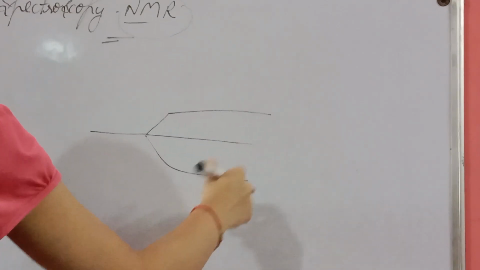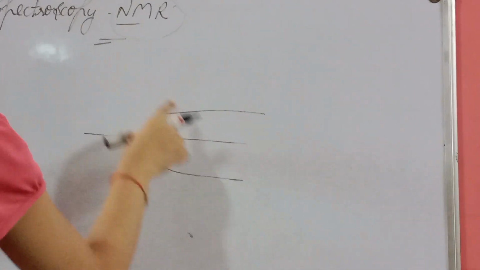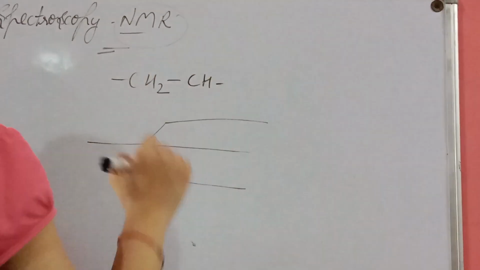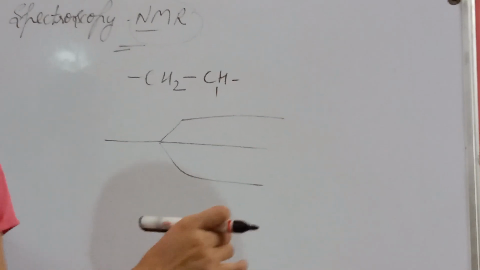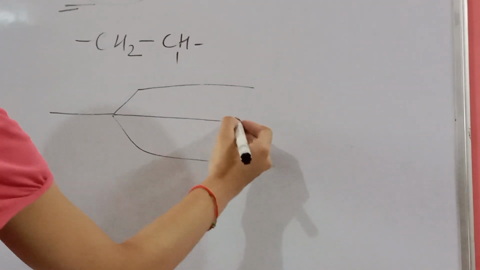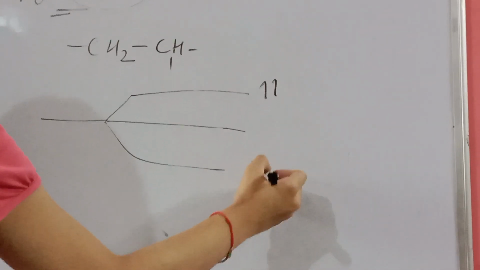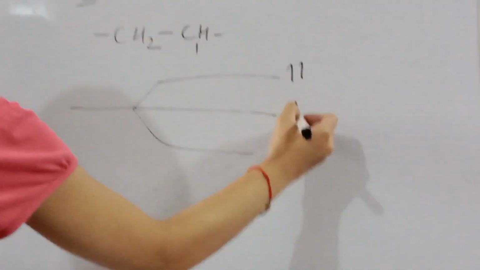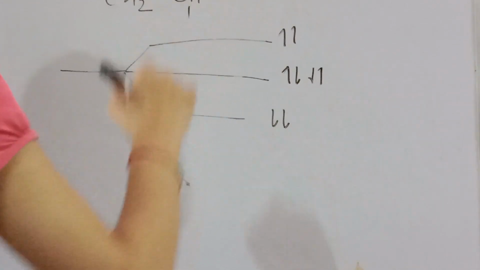Now consider the multiplicity of the tertiary proton signal. It would be affected by the spin combinations of the two adjacent protons. There are four probable combinations of spin alignments for these two protons: both have upward spin, both have downward spin, and one upward with the other downward, and vice versa.